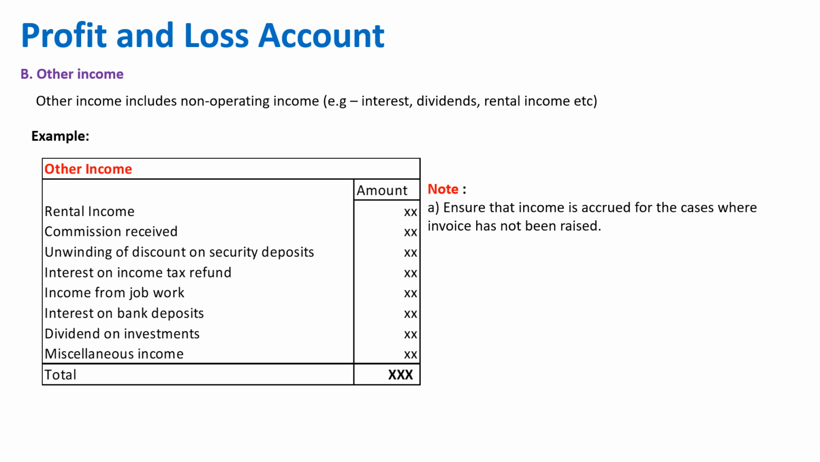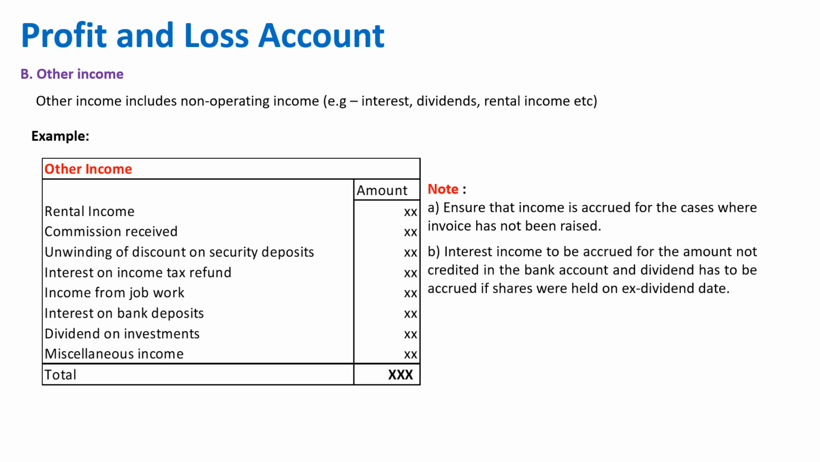Ensure that income is accrued for the cases where an invoice has not been raised. When you are preparing your financials, if the invoice is not raised, ensure that you accrue the income for that period, right? Interest income is to be accrued for the amount not credited in the bank account. We should not go on a cash basis because interest is on a time basis. So if you have received the interest income in the month of February, for example, and the next installment you may get from the bank after one quarter.